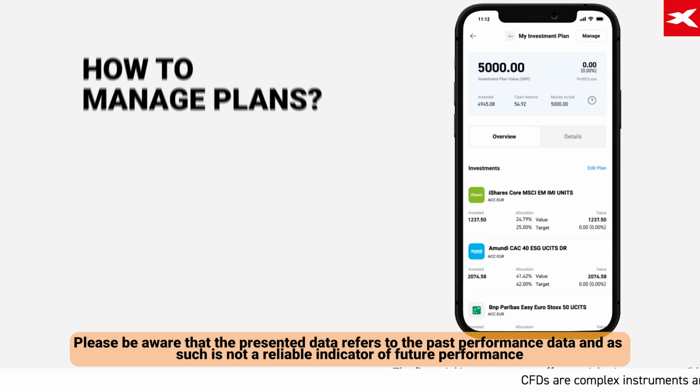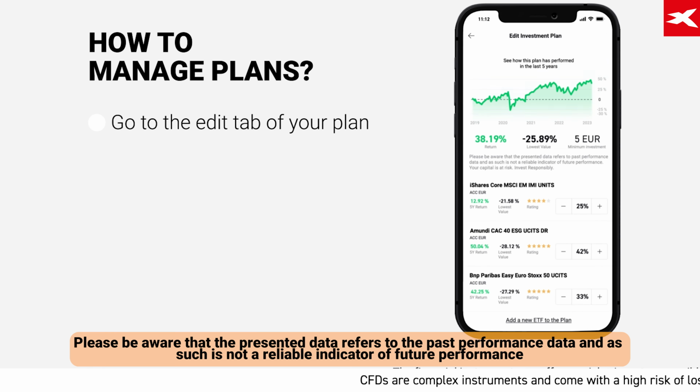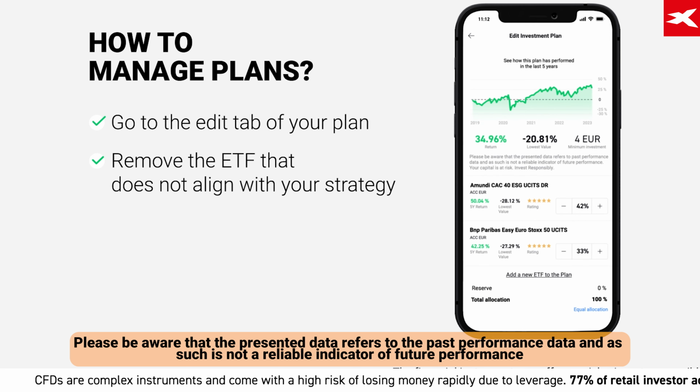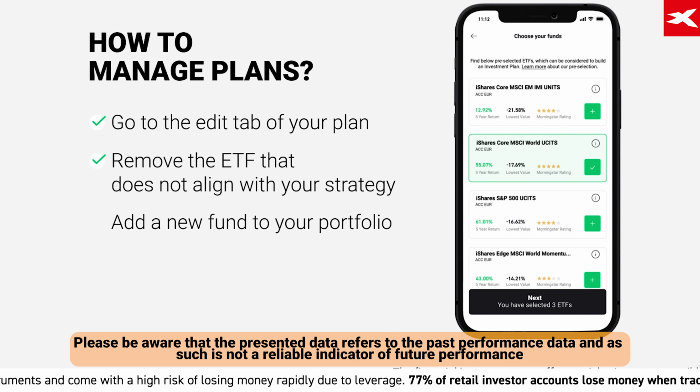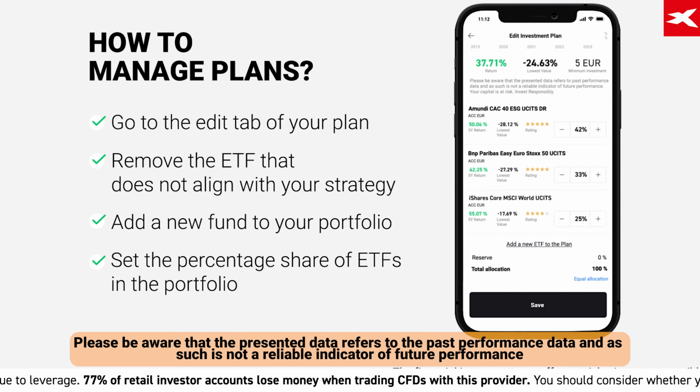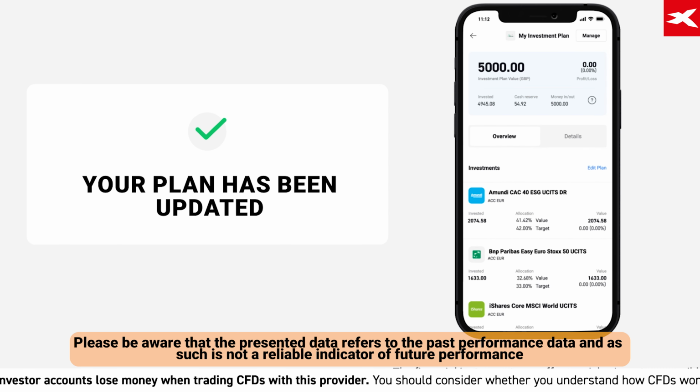To manage your investment plan, go to the Edit tab on your plan. Remove the ETF that does not align with your strategy, add a new fund to your portfolio, set the percentage share of instruments in the portfolio, confirm your choice, and your investment plan will be updated.